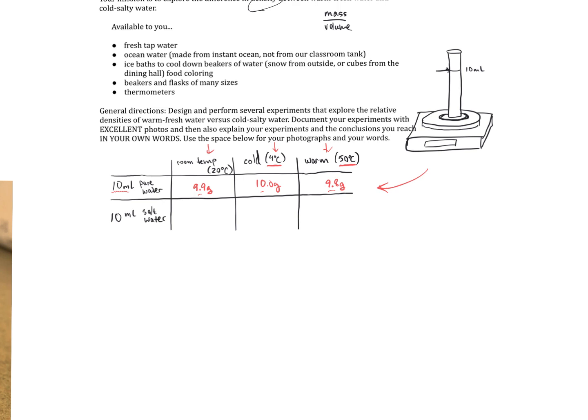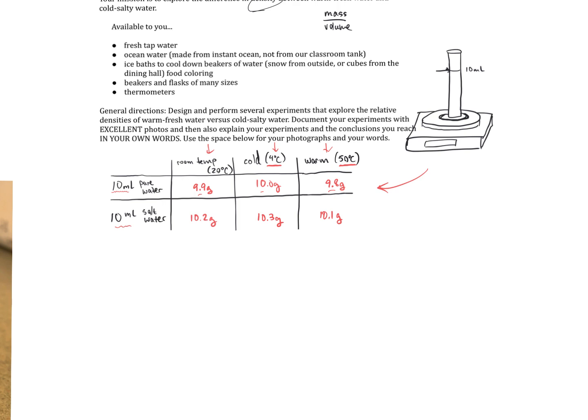Now, similarly, if I take salt water, ocean water in particular, and I take 10 milliliters of salt water and I mass it out at 4 degrees Celsius, let's say I get something like 10.3 grams. And then you're going to see a similar pattern. This would be about 10.2, and this is about 10.1 grams. So there's an example of how that data shifts.